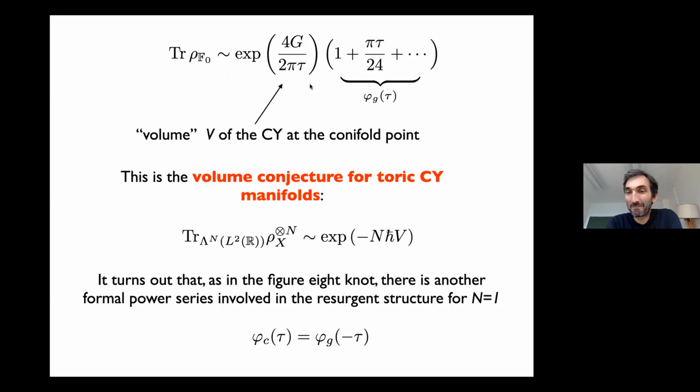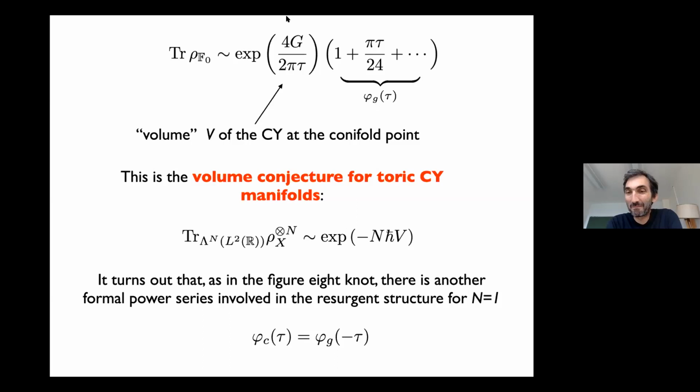So the exponent involves G here, the Catalan number, and then you have a power series, very much like the power series that you find in complex Chern-Simons theory, a power series in tau. I'm going to call this power series phi of G of tau. This is just a name. We don't know if this corresponds to some sort of geometric connection in a 3-manifold.